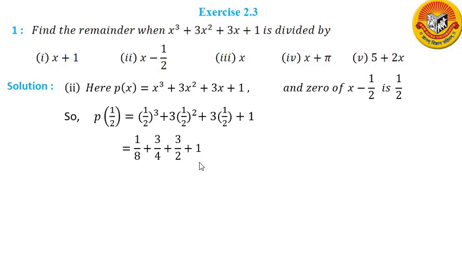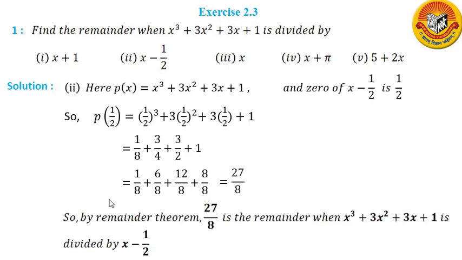Now I will first make the denominator the same. LCM is 8. So I multiply the second term by 2, the third term by 4, and the fourth term by 8. So I get the answer as 1 upon 8 plus 6 upon 8 plus 12 upon 8 plus 8 upon 8. Now the denominator is the same, so I will write the denominator as it is, and in the numerator I add 1 plus 6 plus 12 plus 8, that gives me 27 upon 8. So by the remainder theorem, 27 upon 8 is the remainder when x cube plus 3x square plus 3x plus 1 is divided by x minus half.